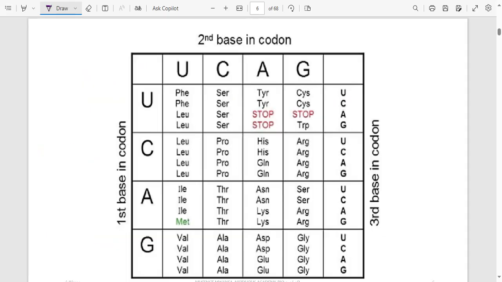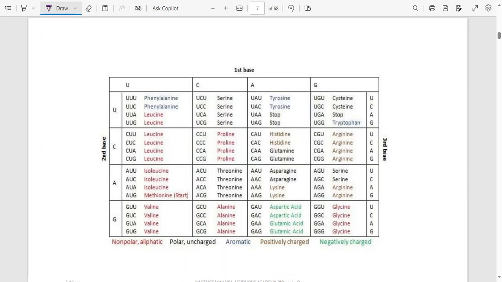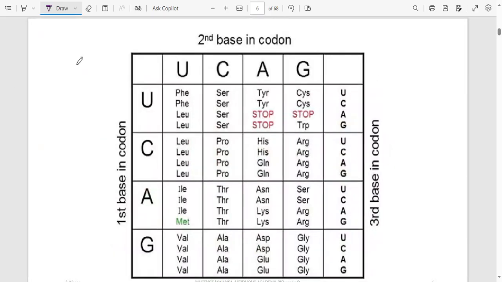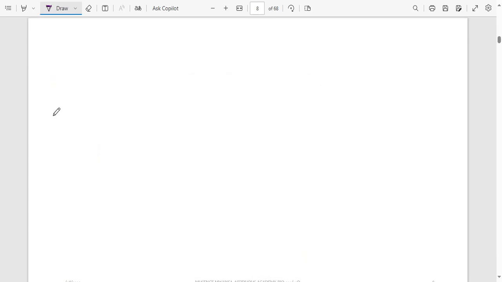Okay, let's talk about the steps. This thing I'm showing you here is what we call the genetic code. They'll bring this in the exam. You need to know how to read it. So we'll talk about how to read this one.